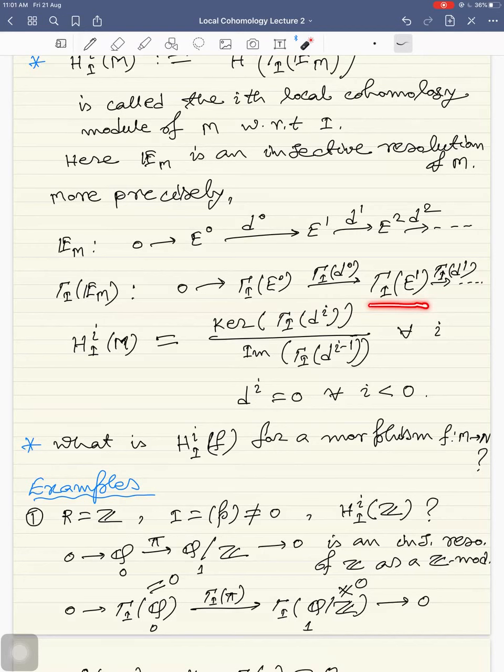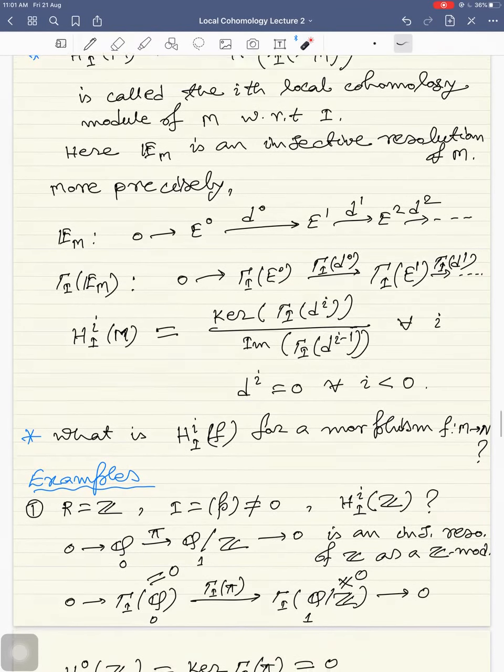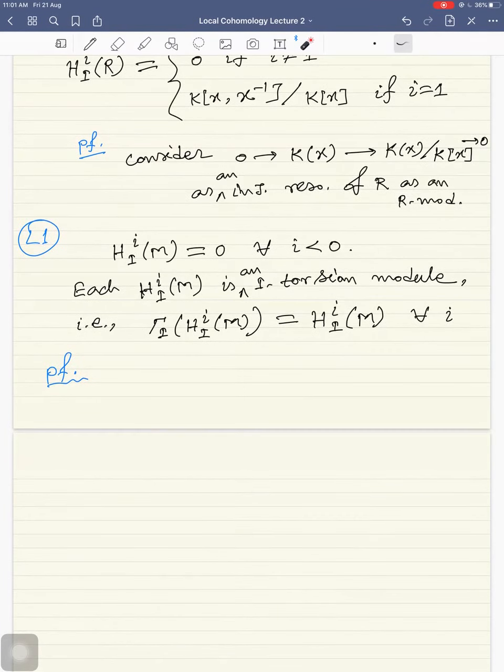And at the first position, the cohomology is just the kernel of this map. First of all, the kernel of this map is just a submodule of this thing. Since this is an I-torsion module, its submodule is also I-torsion, and in fact any subquotient will be I-torsion. So for I, since it is a subquotient of an I-torsion module, this is an I-torsion module. So just one sentence I can write.